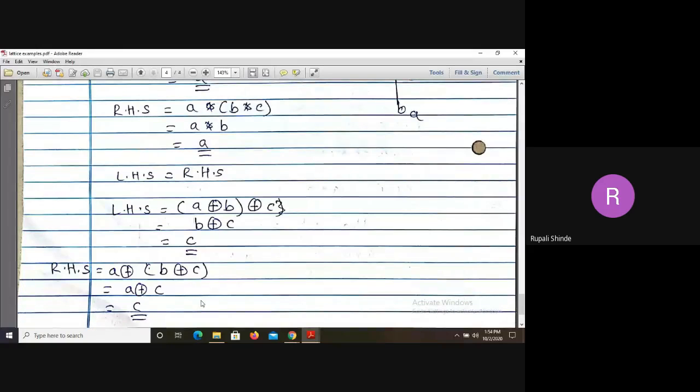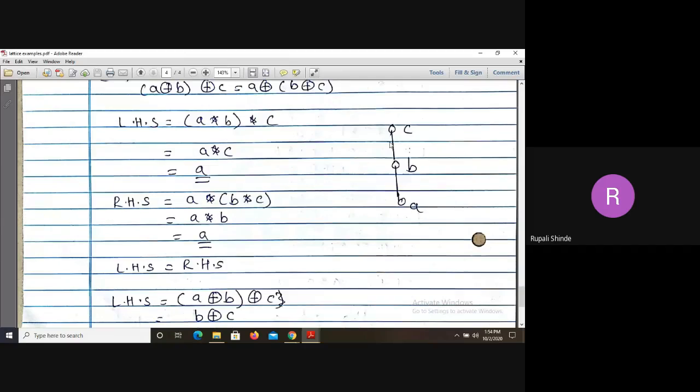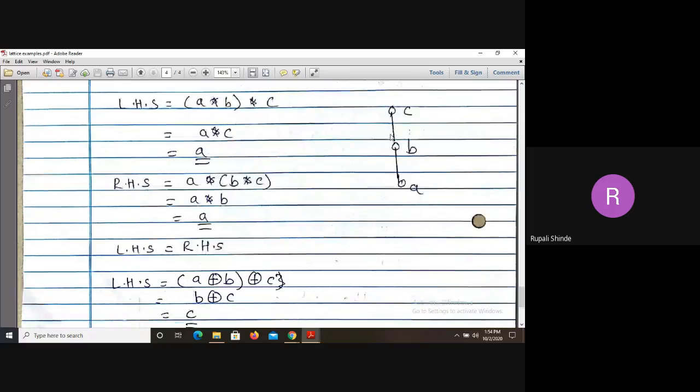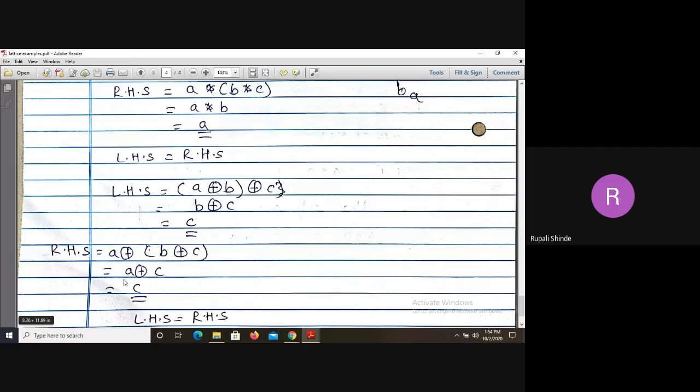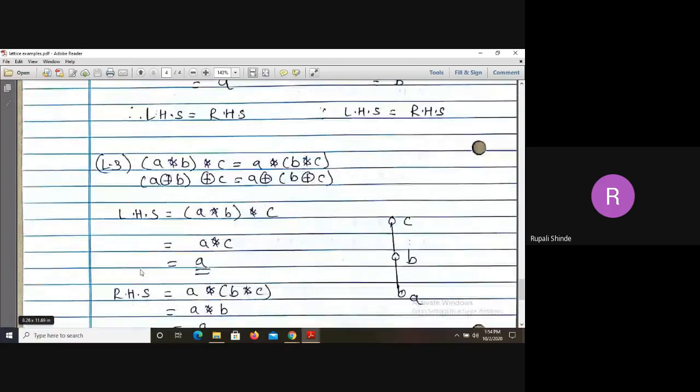Now check for RHS. RHS is given as A XOR, in bracket, B XOR C. So again we have to solve this bracket first. So B XOR C is what? Least upper bound of B and C, and its value is C. Again we have to take its XOR operation with A. So A XOR C is C. Now check LHS is equal to RHS. So for both meet and join operation we have proved this. That's why we can say that lattice satisfies the associativity property.